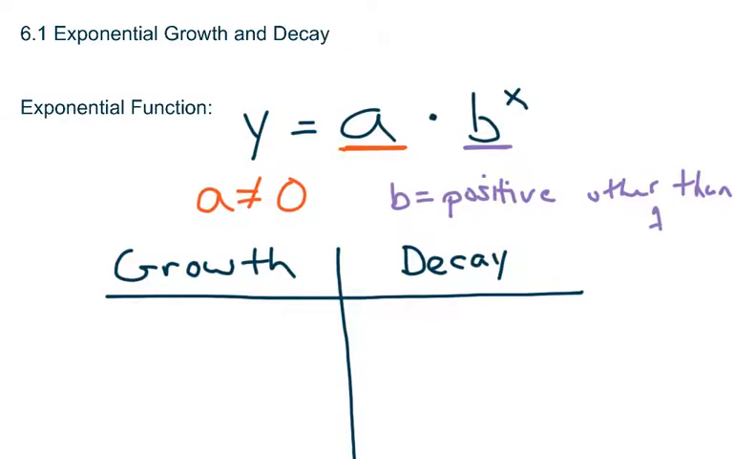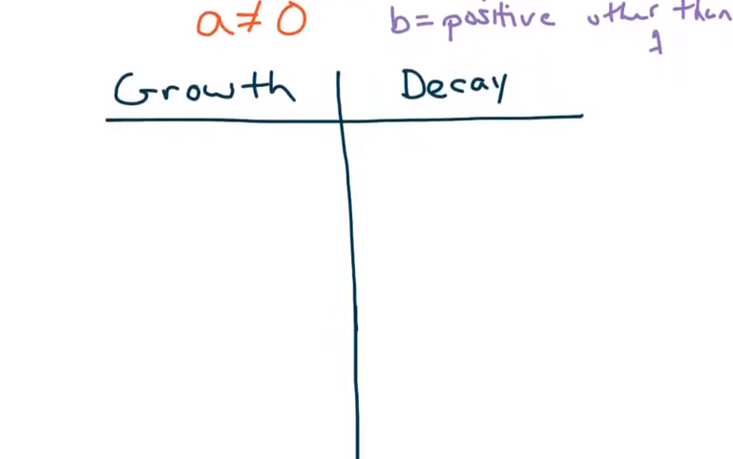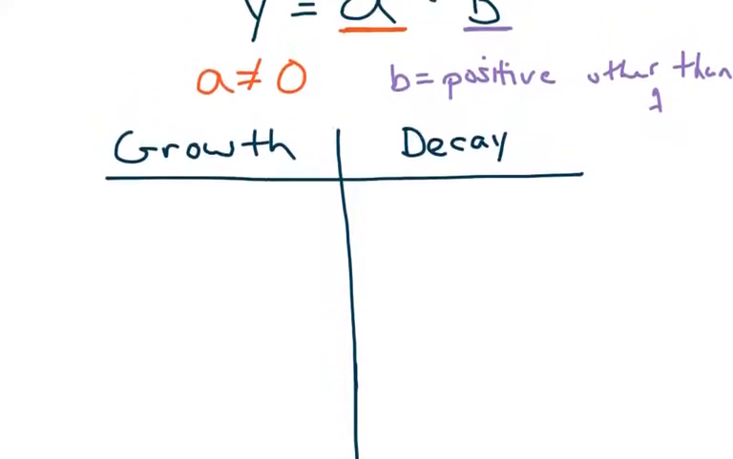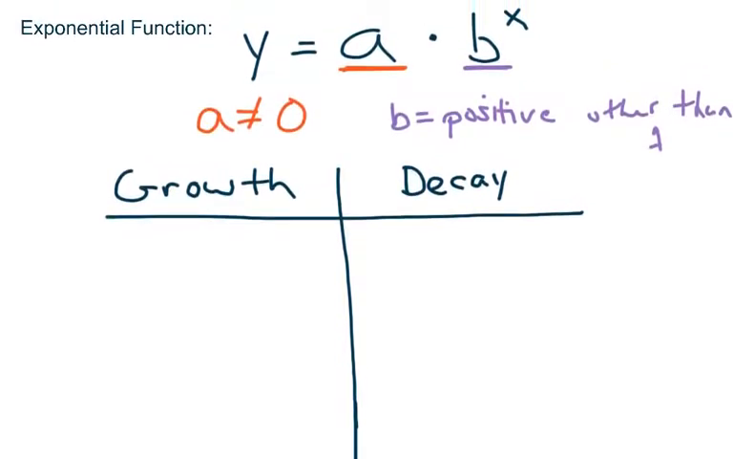What I want to do now is just highlight some of the differences between growth and decay. I'll try to leave this function up here as much as I can. So with growth and decay, one thing that is the same is that a is always going to be bigger than 0. We're never going to have a negative number. The a value will never be negative in our exponential function.